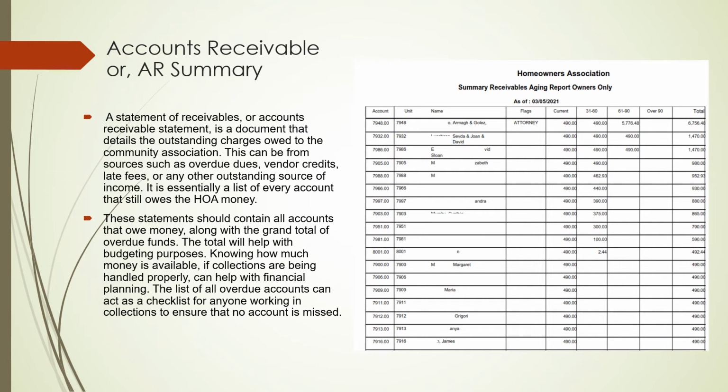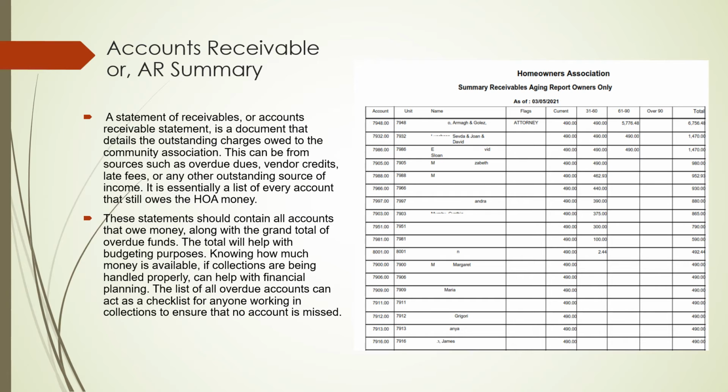Accounts receivable, or AR summary. A statement of receivables, or accounts receivable statement, is a document that details the outstanding charges owed to the community association. This can be from sources such as overdue dues, vendor credits, late fees, or any other outstanding source of income. It is essentially a list of every account that still owes the HOA money.